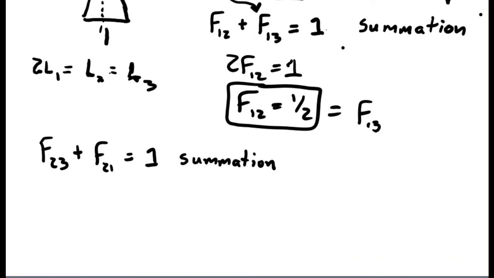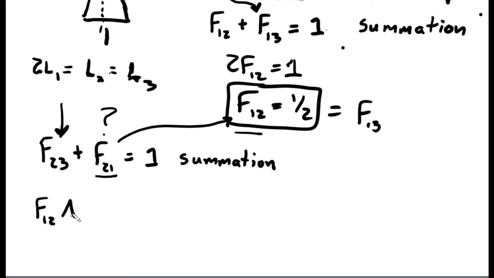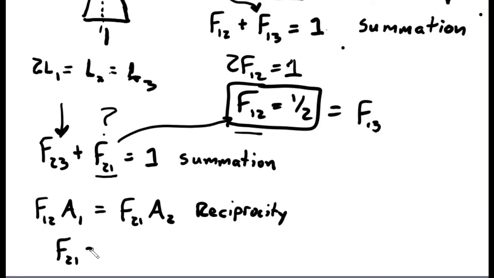Okay, so we say, all right, well, f23 is what we're looking for. We don't know f21, and we're not sure how to find it, but we do know f12. So is there a rule that tells us the relationship between f21 and f12? Well, yes, there is. That would be reciprocity. So f12 times a1 equals f21 times a2. That's the reciprocity rule, which means f21 equals f12 times a1 over a2.